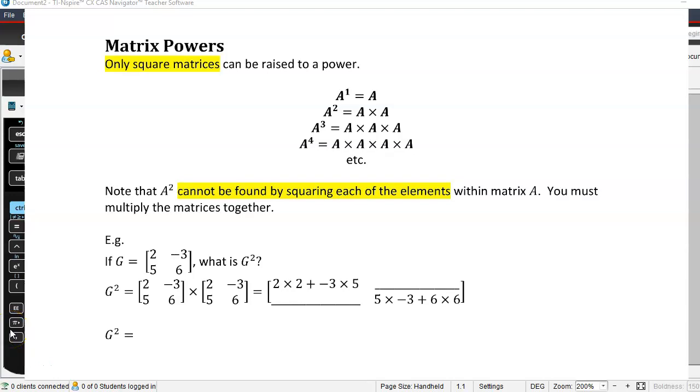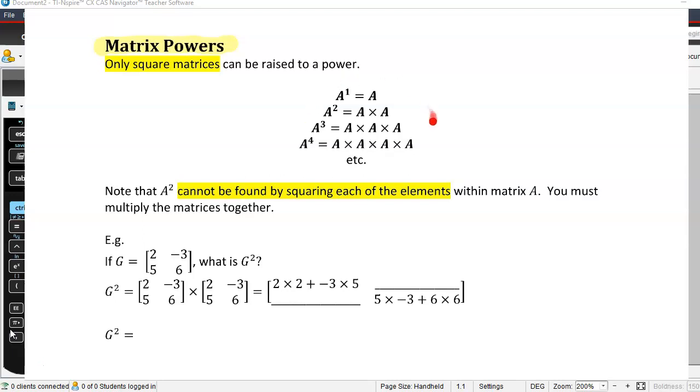So let's talk about matrix powers, or raising a matrix to a power. First thing to note, only square matrices can be raised to a power.